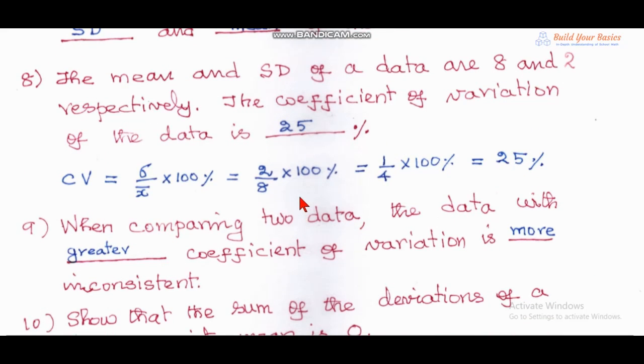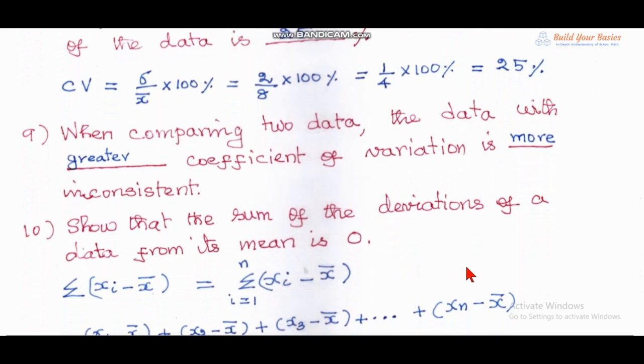Question number 9. When comparing two data, the data with greater coefficient of variation is more inconsistent. Greater coefficient of variation is more inconsistent. Or we can say, when comparing two data, the data with lesser coefficient of variation is less inconsistent.